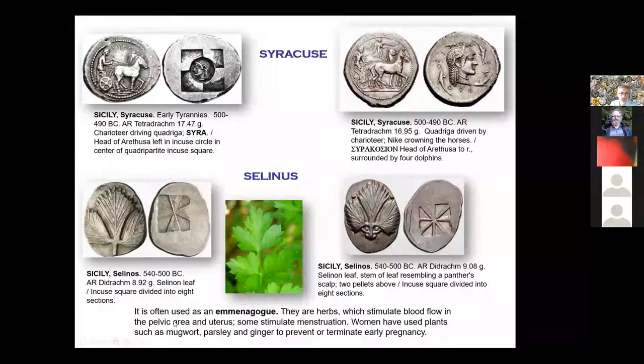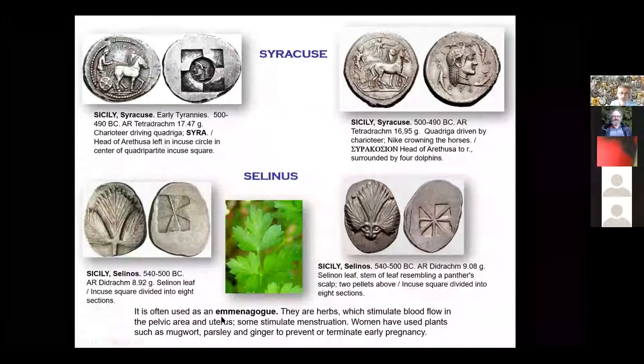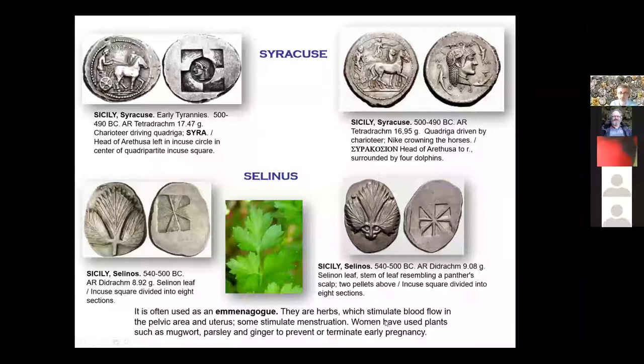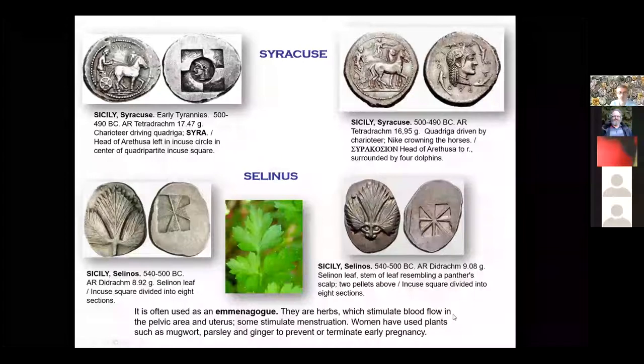Ancient sources say that it was often used as an emmenagogue. There are herbs which stimulate blood flow in the pelvic area and uterus. Some stimulate menstruation. Women have used plants such as mugwort, parsley, and ginger to prevent or terminate early pregnancy. Of course, they might have been used for other purposes, but for whatever reason, the city decided to adopt this plant as their symbol.